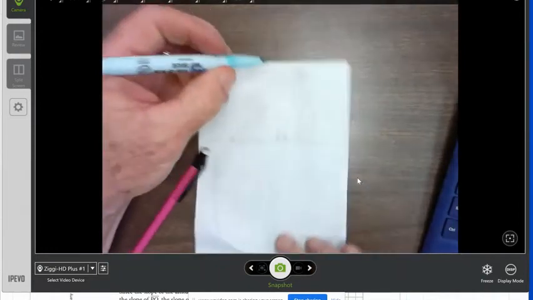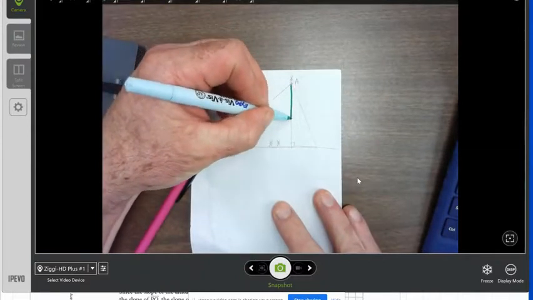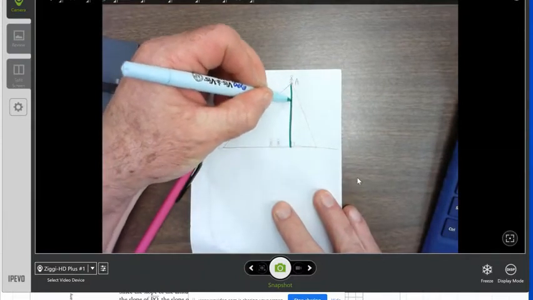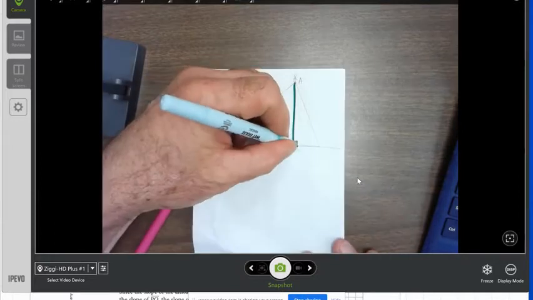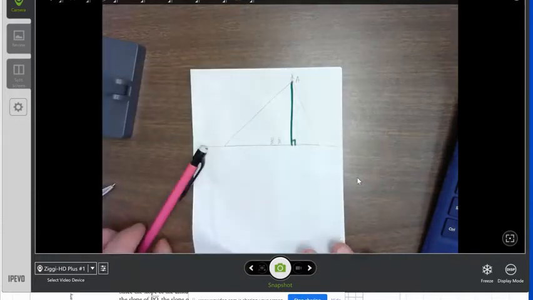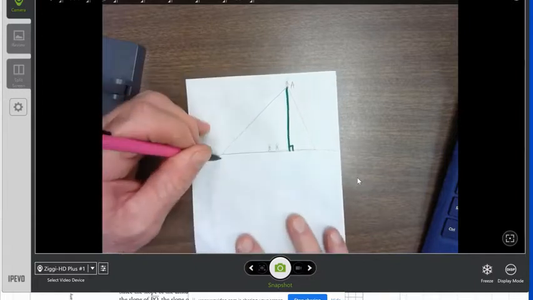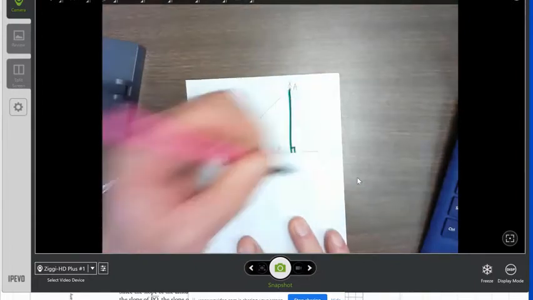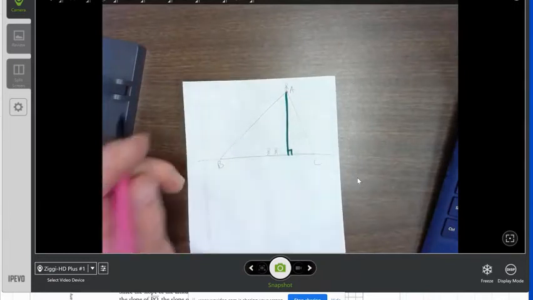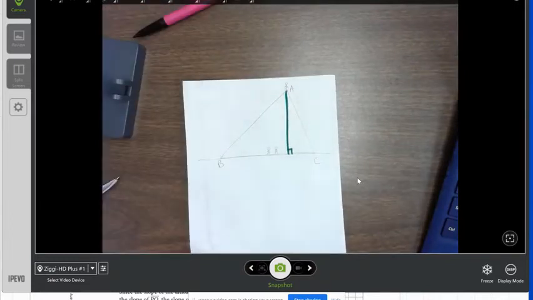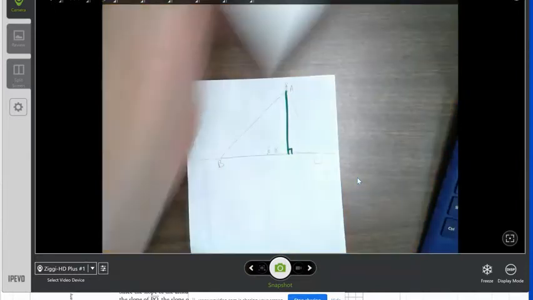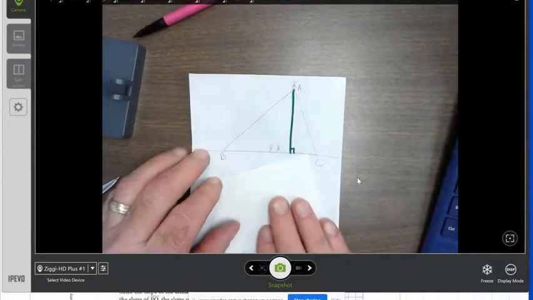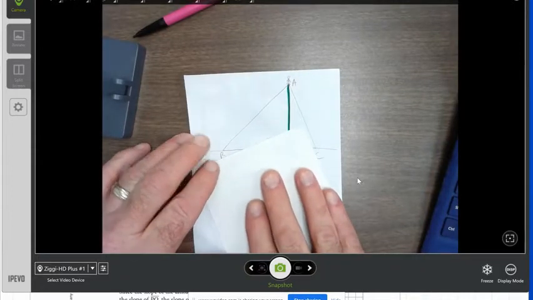Okay, so that green segment is an altitude of the triangle. It's a segment that goes through a vertex and is perpendicular to the opposite side because it's making a right angle right here. Now we also have an altitude from Vertex B and an altitude from Vertex C. There's a couple ways to get those, and one way is to use an index card or something like that that you can slide along the side.